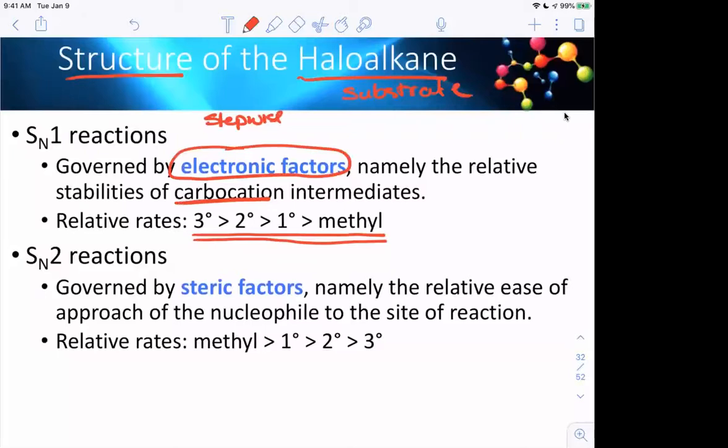SN2 reactions are governed by steric factors. Remember, the bond forming and the bond breaking happen simultaneously. So I have to look at how easily that nucleophile can approach the site of the reaction. How crowded is the carbon that bears the leaving group? I have an opposite order of reactivity here. If I only have hydrogens on the carbon, it's going to react much quicker, because other carbon atoms and carbon-based groups are going to block the site of reaction in that SN2 reaction, because the nucleophile has to come in from the backside, and that bond is forming as the leaving group is leaving. So we have to consider these two features.